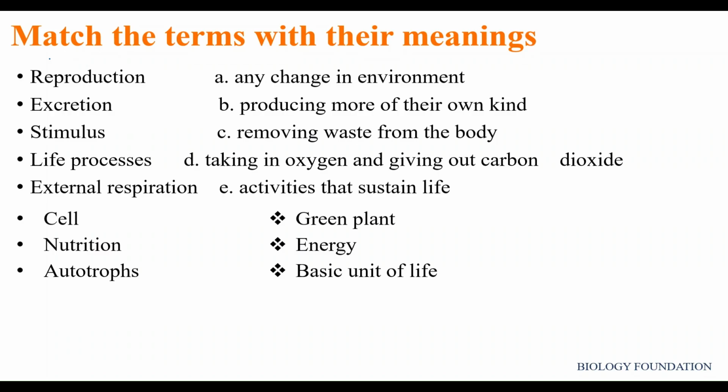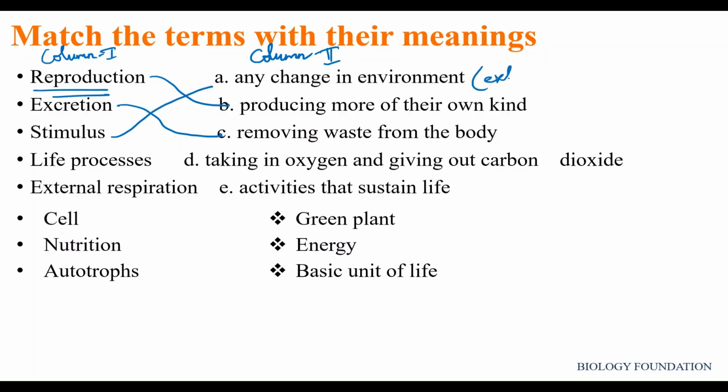So here you have column 1. Sorry, I forgot to mention column 2. Okay. So, what is reproduction? It is a process where organisms give birth to young ones or they lay eggs to produce their own kind, right? So, producing more organisms of their own kind, that is reproduction. Excretion, removal of waste. Stimulus, any change in the environment. Either it can be external change or it can be internal change.